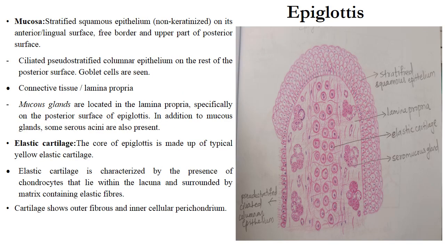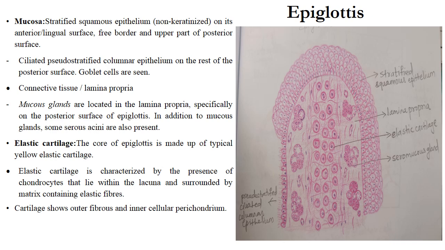The epiglottis has anterior surface facing towards the oral cavity, which is lined by stratified squamous non-keratinized epithelium. Then the free superior border is also lined by stratified squamous non-keratinized epithelium, whereas the posterior surface faces towards the nasal cavity, and so it is lined by ciliated columnar pseudostratified epithelium.